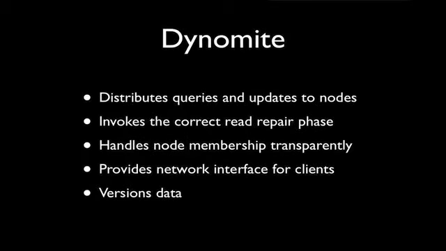And Dynomite would be responsible for basically all the routing, handling node membership, being the network interface to the outside world, versioning the data. And also, it would really be responsible for failure detection. Think about a load balancer that knows instantaneously when one of its nodes is acting up. You wouldn't have a dropped request because another node would pick up that request and just go with it, which is pretty cool.